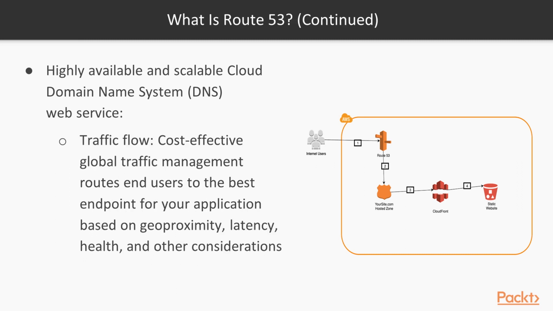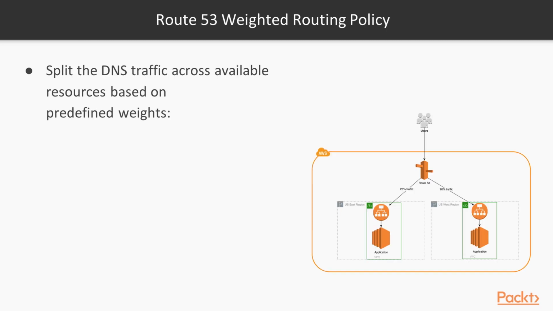Traffic flow. It's a cost-effective global traffic management using Route 53. You route end users to the best endpoint for your application based on geo-proximity, latency, health, and other considerations. So you can define your traffic flow with route configurations within Route 53. And I have several examples here to show you. The first example is Route 53 weighted routing policy. So, several routing policies. Here's the first one.